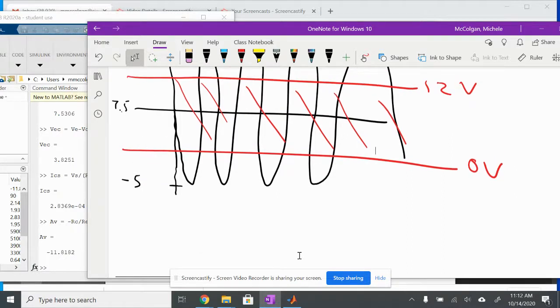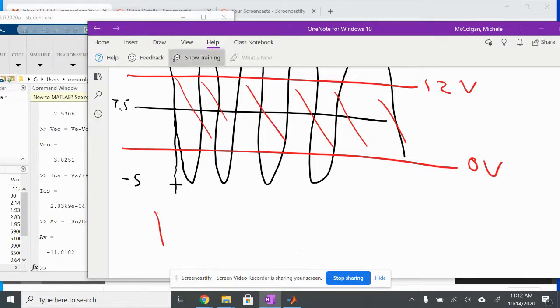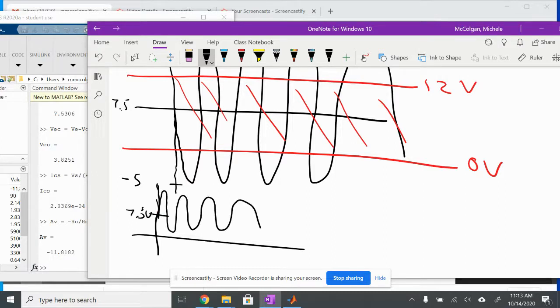If I say my signal can operate between 0 and 12 volts, so really what I need is centered at 7.5 volts, right? To get to 12 volts, that's going to be 4.5. So the max I can have is a 4.5 volt signal.